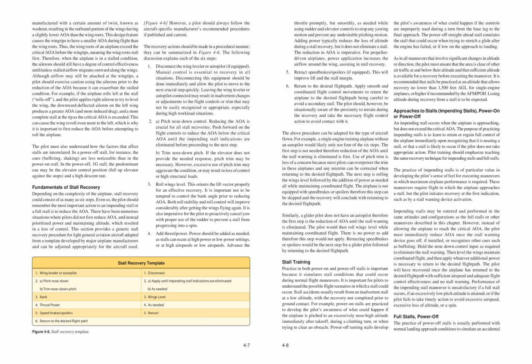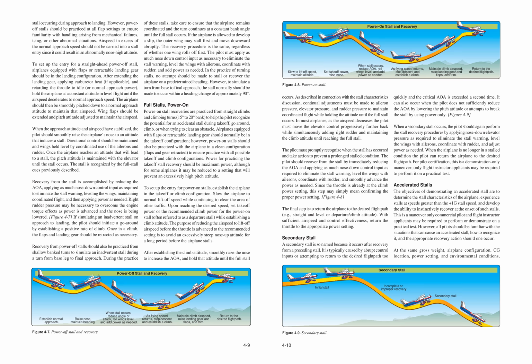The practice of power off stalls is usually performed with normal landing approach conditions to simulate an accidental stall occurring during approach to landing. However, power off stalls should be practiced at all flap settings to ensure familiarity with handling arising from mechanical failures, icing, or other abnormal situations. Airspeed in excess of the normal approach speed should not be carried into a stall entry since it could result in an abnormally nose-high attitude.